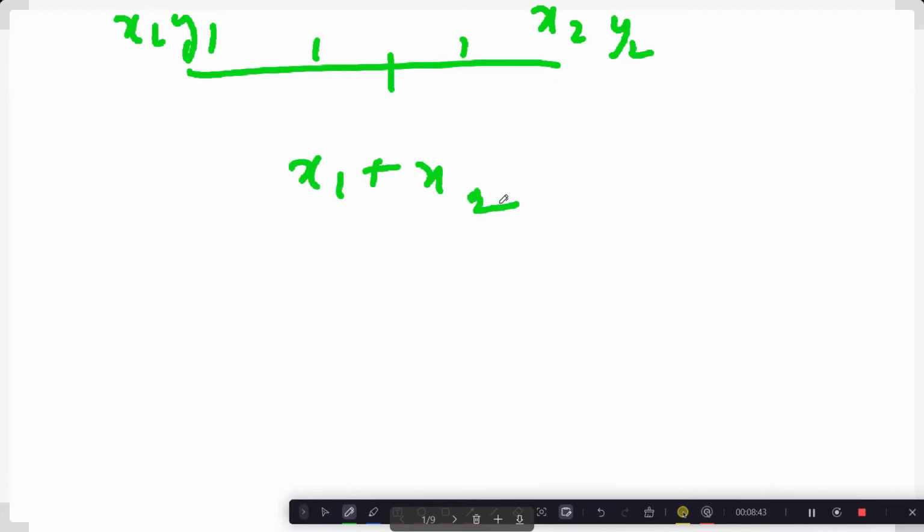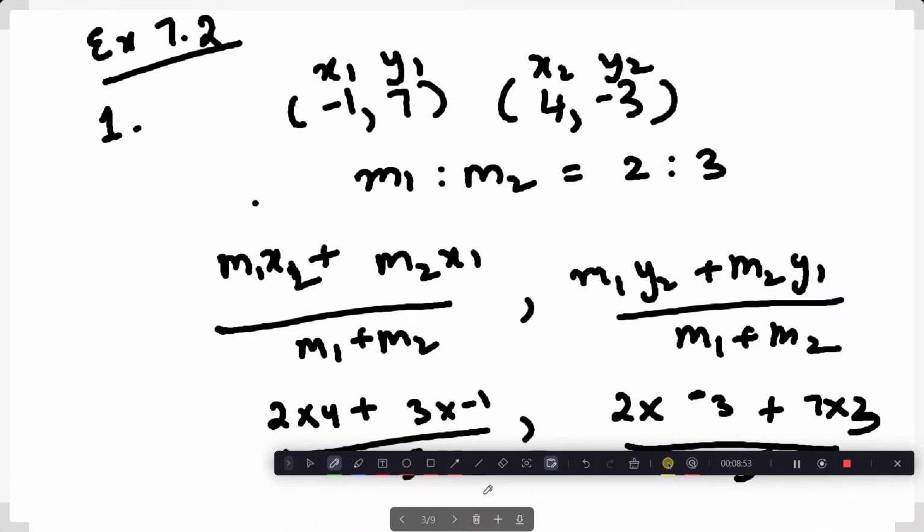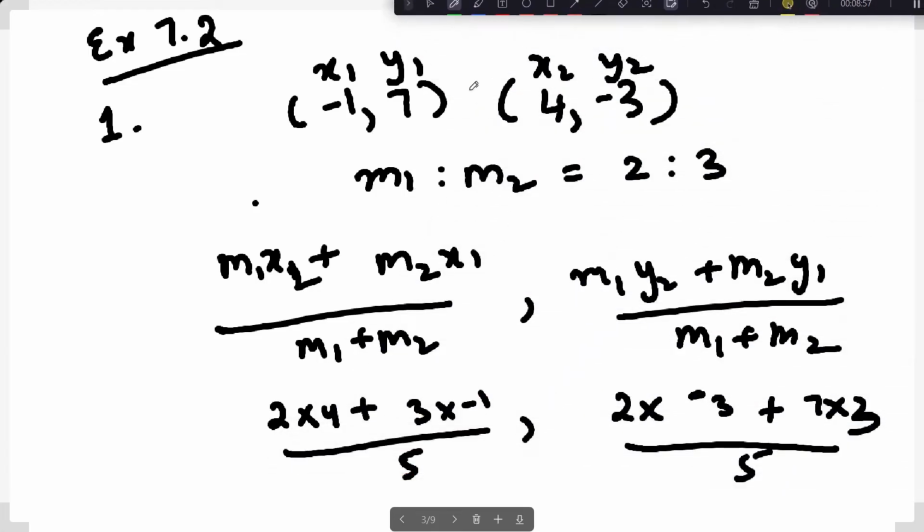So if there are 2 points x1 y1 and x2 y2, and we need to find something which is like 1:1, right? So in that case क्या हो जाएगा? x1 plus x2 by 2, y1 plus y2 by 2. All right, I think you got the gist. So we can straight away move on to questions now.